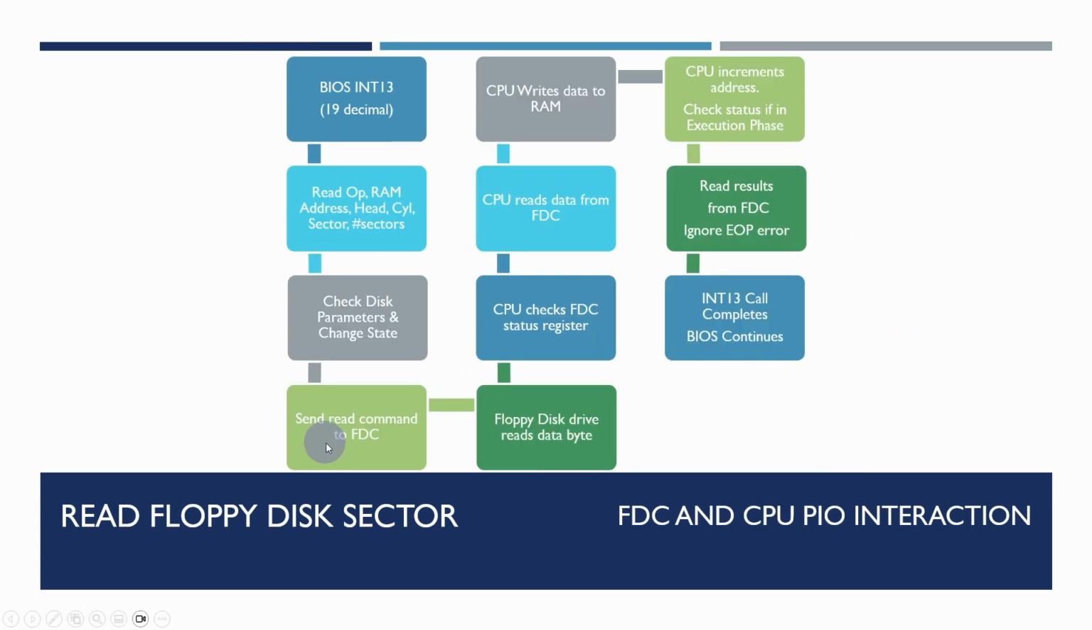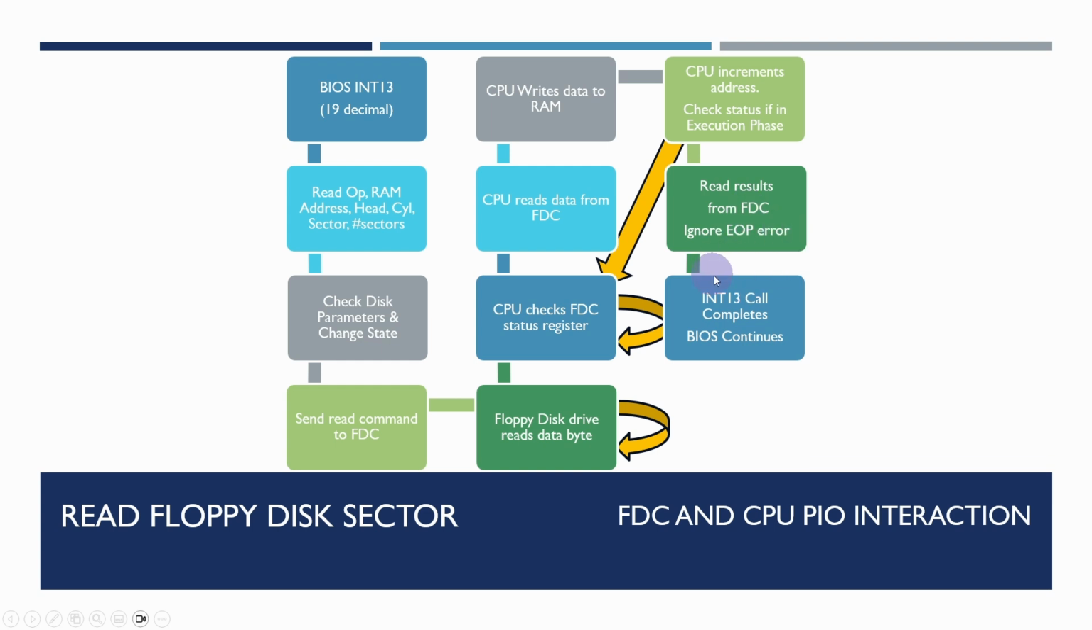And then this is the simplified diagram that shows once we send the command to the floppy disk controller, the floppy disk drive reads a data byte and keeps on reading bytes. We poll the status of the floppy disk controller status register, we read the data, we write the data to RAM, we increment the address, we check to see if we're still in execution or if we're in results phase, we go back, check the status register again and continue that until such time as we hit the results phase. Then we have to read the status information and then complete.